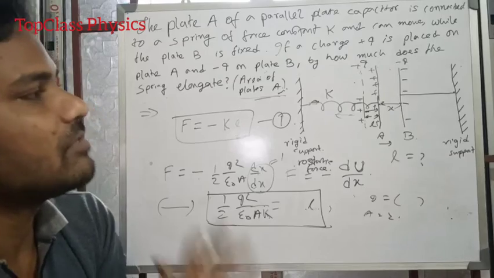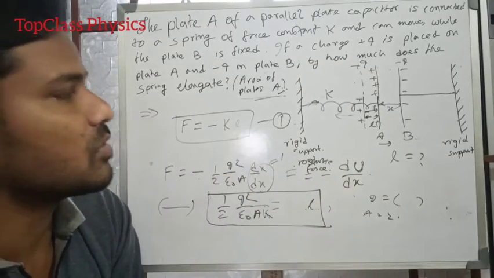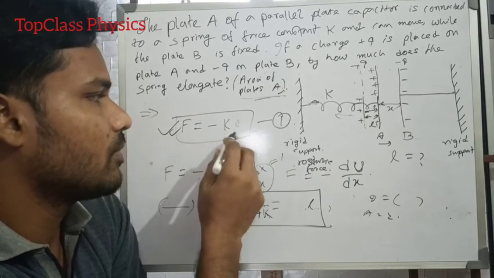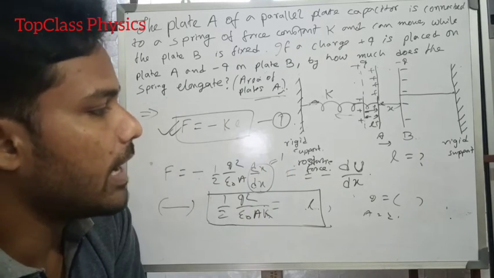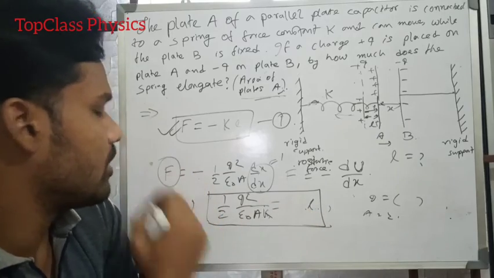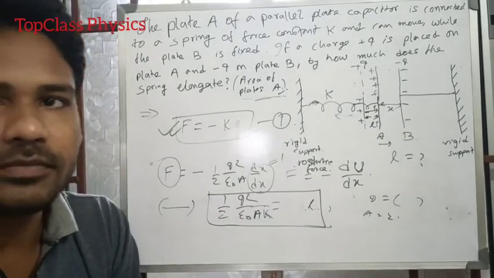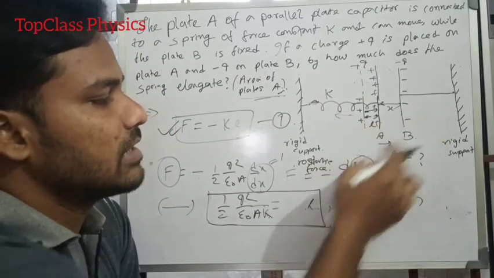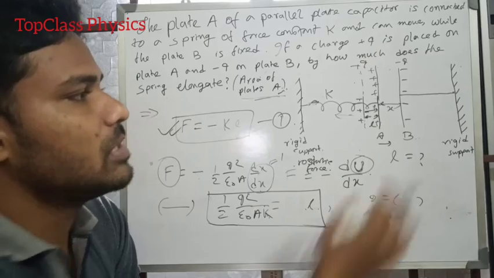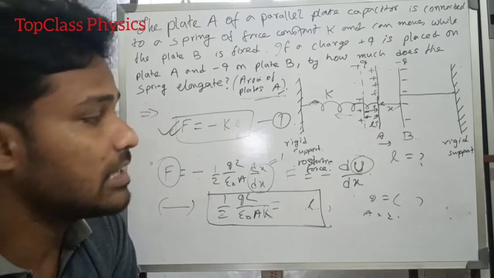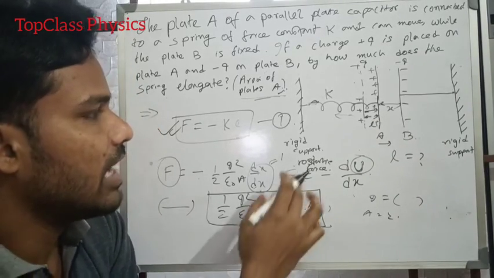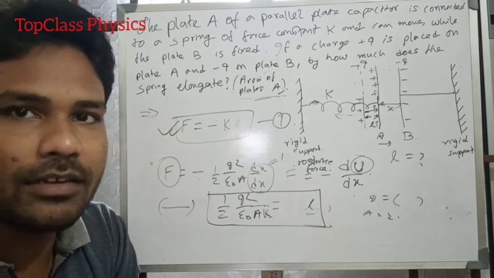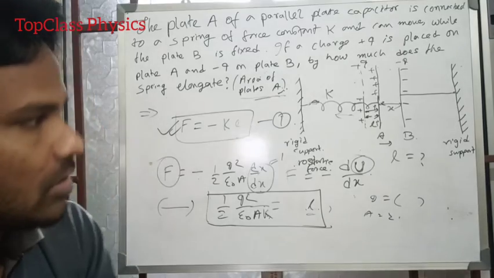So this is the concept behind this question: you have to apply the spring force, which is minus K into L, and calculate the force between the two plates. If you know the energy stored between these two plates, you can easily find the electrostatic force. These two forces are equal, so you can equate them and easily find the value of L. Clear? So that's all for today.